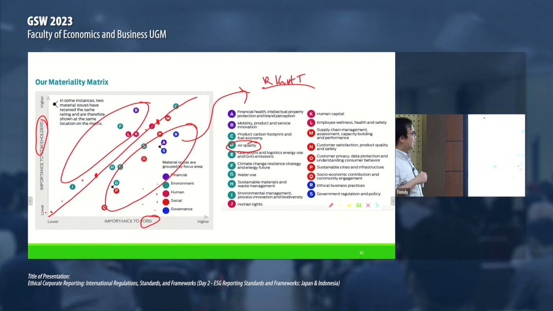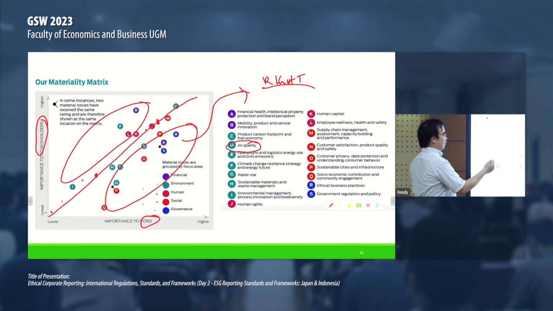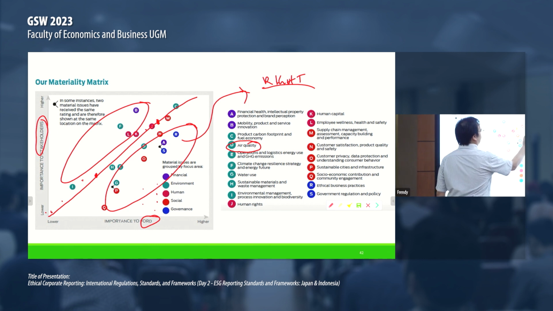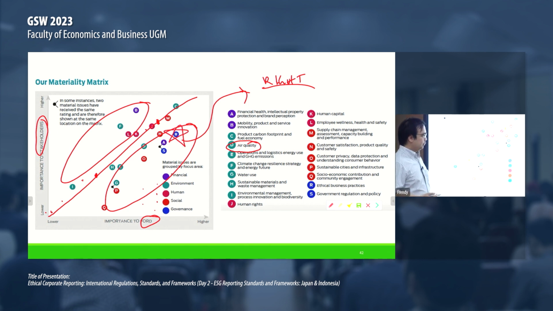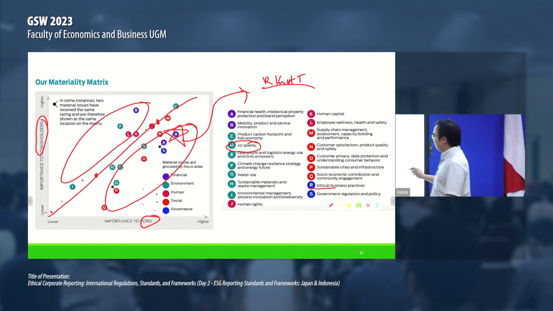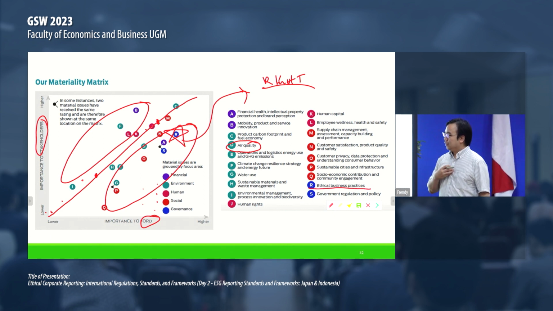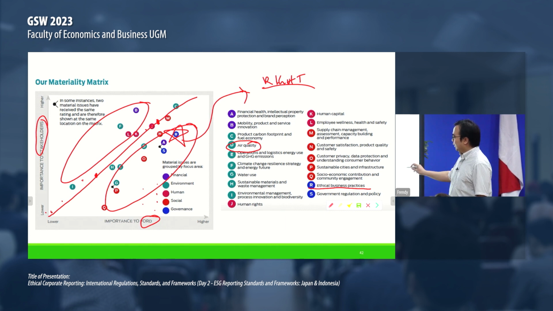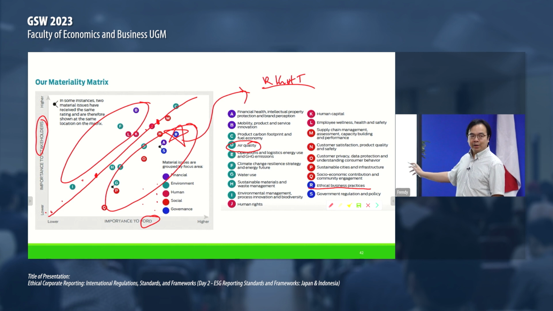So let's pick one example. All right, let's pick one on the right. Okay, R. What is R? Ethical business practices. Because it's located on the R side, Ford considered this more important than the stakeholders did. Okay, that's how it is interpreted.